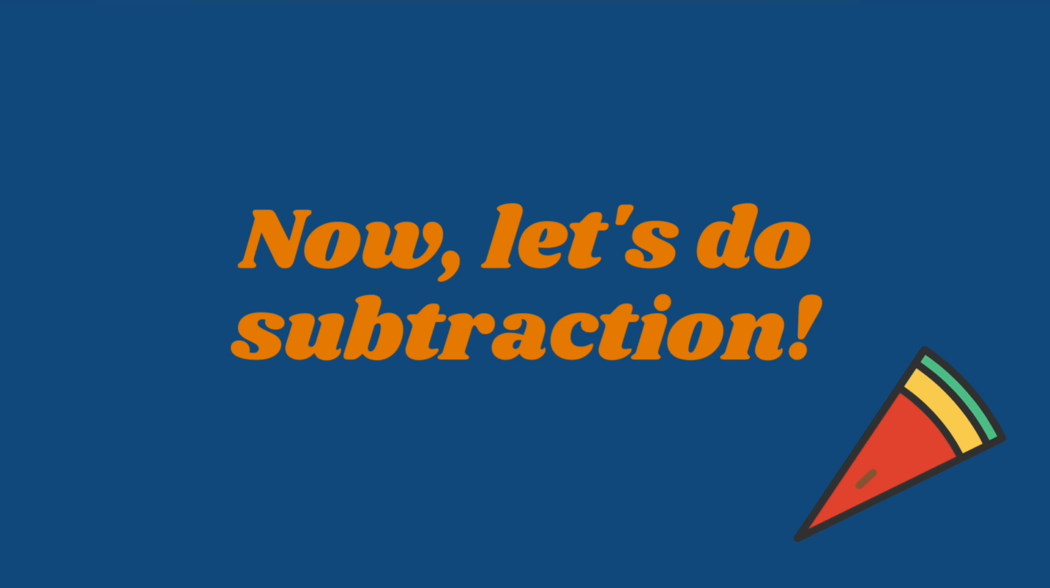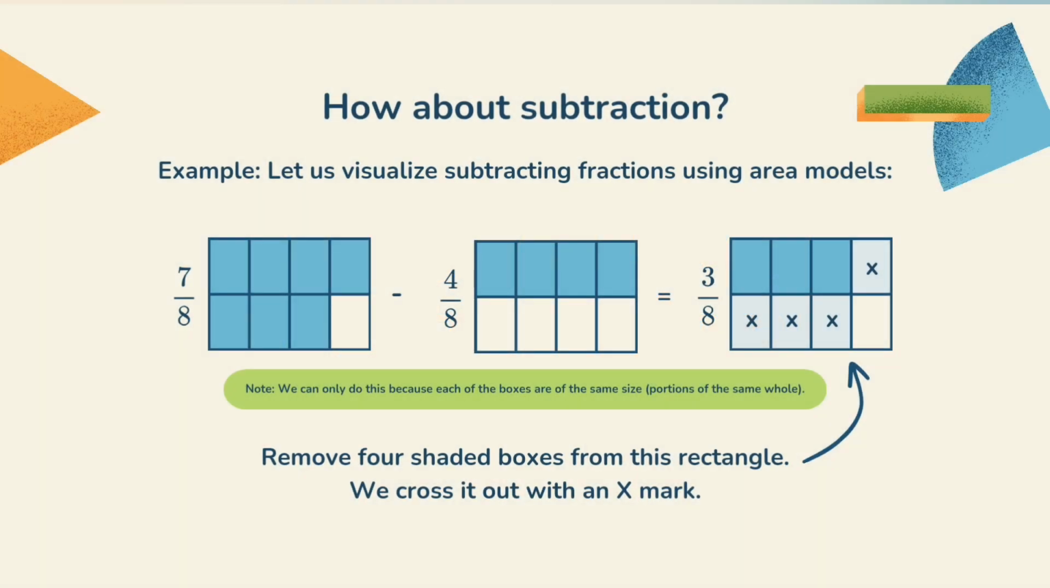If the fractions are like, then we can subtract the numerators and keep the denominator as it is. If they are unlike, we have to get the least common denominator, and then get the equivalent fractions, and then we can subtract. Similar to that, but here it is subtraction. So in this first example, let us visualize subtracting fractions using area models.